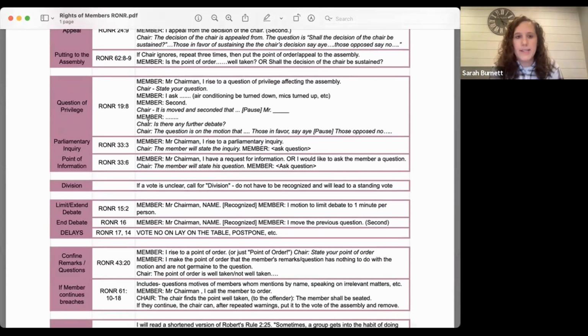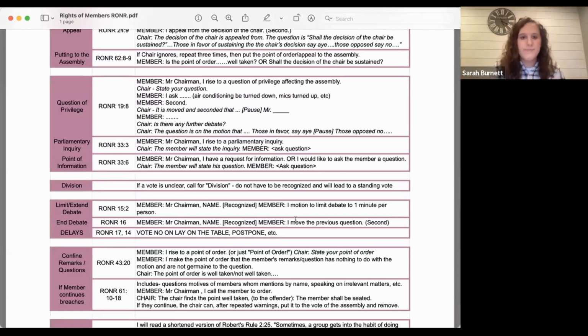Okay, the next is the question of privilege, which I've covered. This is the air conditioning, microphones. This can also be used, let's say an election, you want to see the tally on the screen. That's a question of privilege. The assembly should be able to view the screen. Parliamentary inquiry. This is a very helpful one where you can say, what is the proper motion for this? So a chairman should actually help you make proper motions. And this is how to ask that question to the chairman.